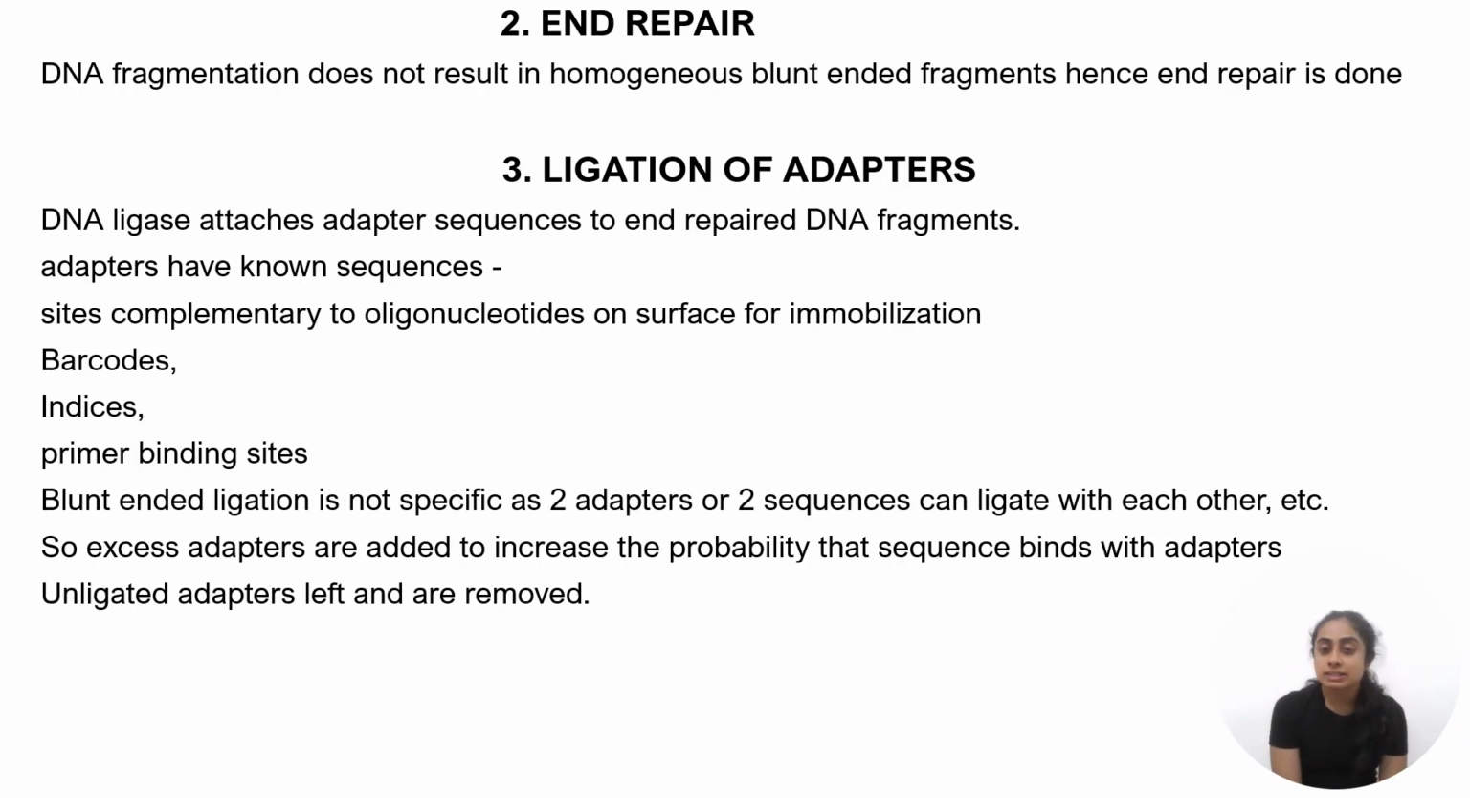The second step is end repair. So after fragmentation, we may not get homogeneous blunt-ended fragments, which means that both the DNA strands may not be cut at the same base. DNA strand 1 may be cut at base 4, DNA strand 2 may be cut at base 6, which will give us overhanging ends, sticky ends, which we don't want for sequencing. That is why we do end repair.